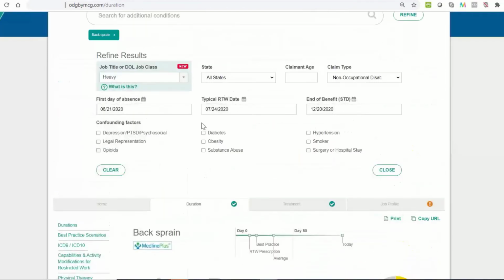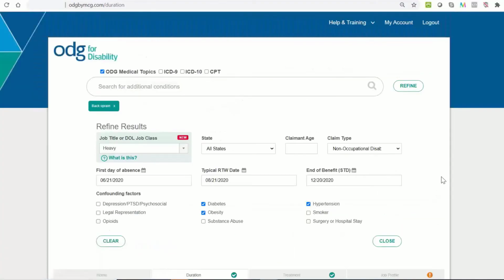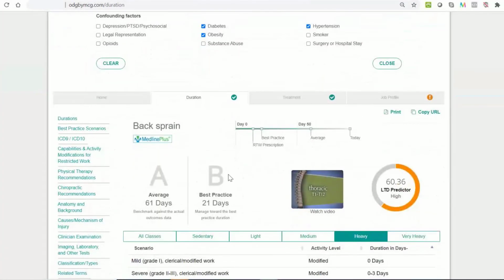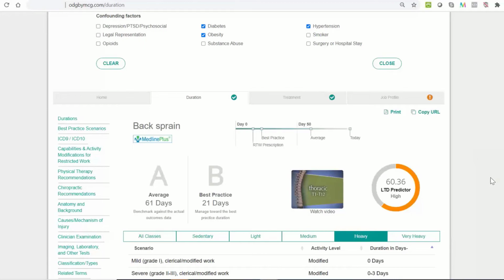What if I had confounding factors like diabetes, obesity, and hypertension? Well, those confounding factors may not change your physiological or your target return to work date, in this case, still 21 days, but it has pushed the average out and it's driven the LTD predictor score into the high category. That's a case where you're looking probably for complications. You need to engage a nurse disability case manager, specifically around those collaborating for recovery questions.